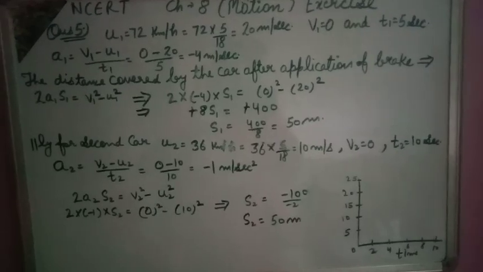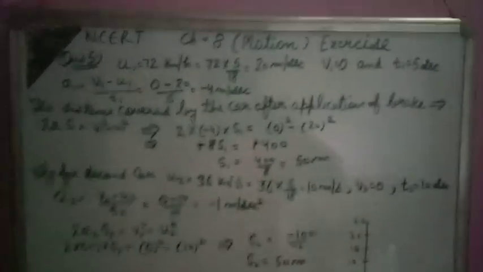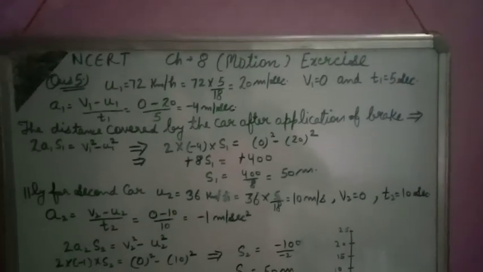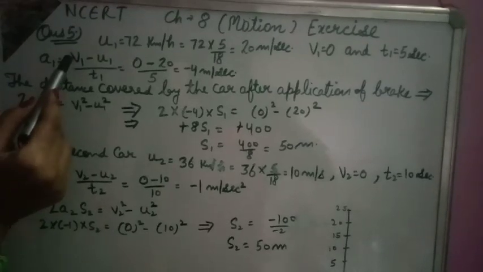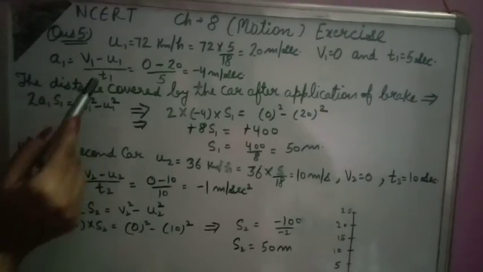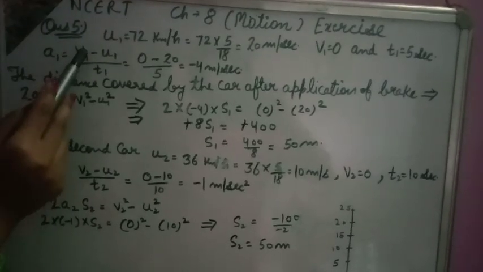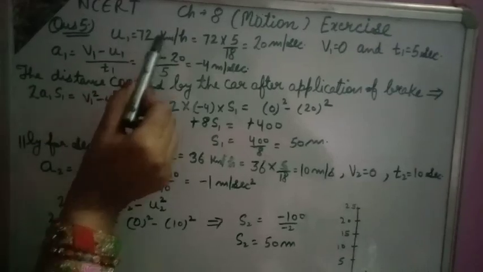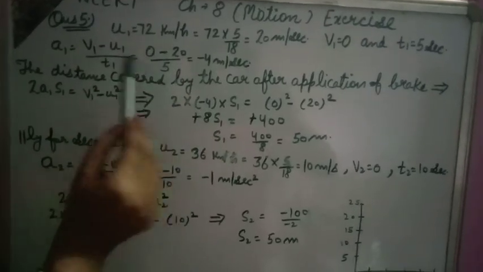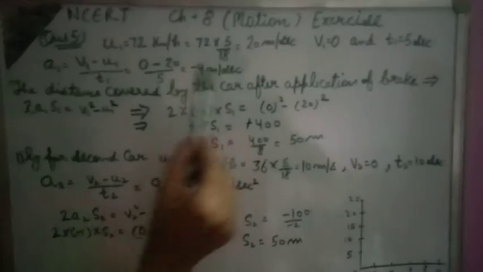To find out the distance covered, first I should know the acceleration also. How will I find the acceleration? Final speed minus initial speed upon time taken. My car is coming to rest, so v minus u1 is 0 minus 20, upon 5. So acceleration comes out to be negative, minus 4 meter per second squared.